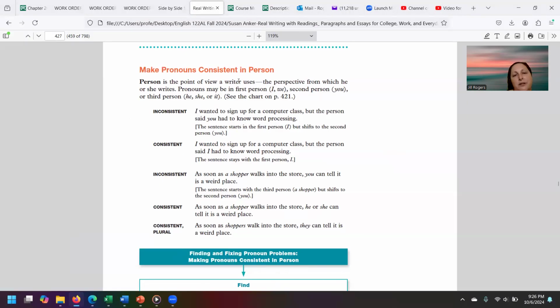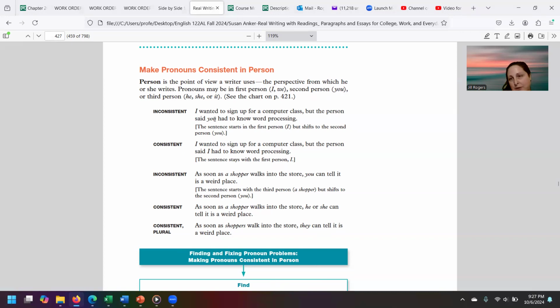You must make pronouns consistent in person. This is usually the trouble with you and I. Person is the point of view a writer uses, right? So we have first person, I or we. Second person is you. Third person is he, she, or it. There's a chart on page 421 that we already went over. So just make sure it's consistent.